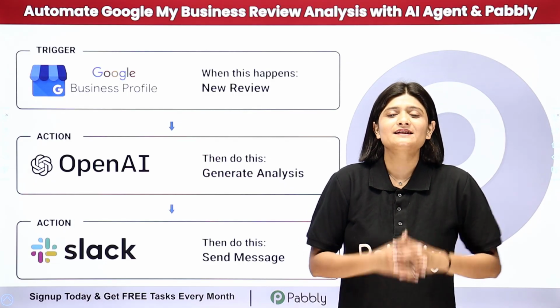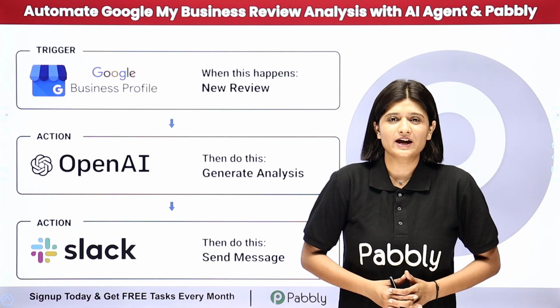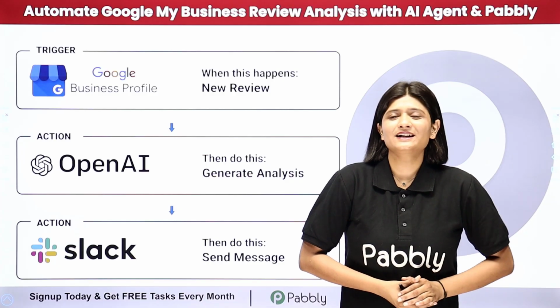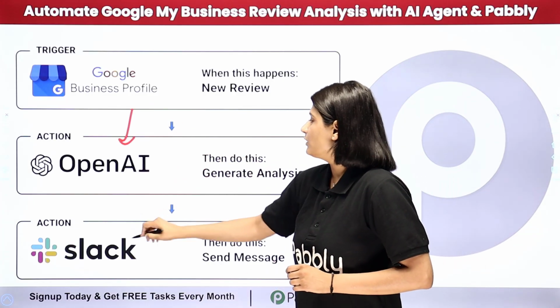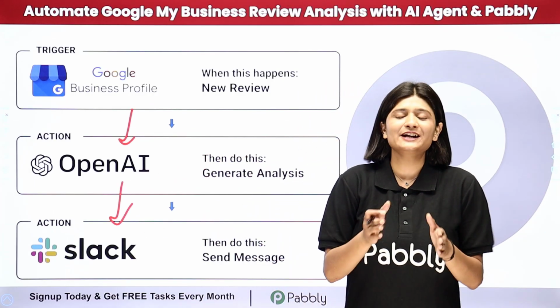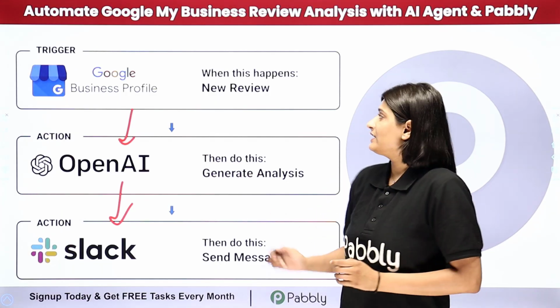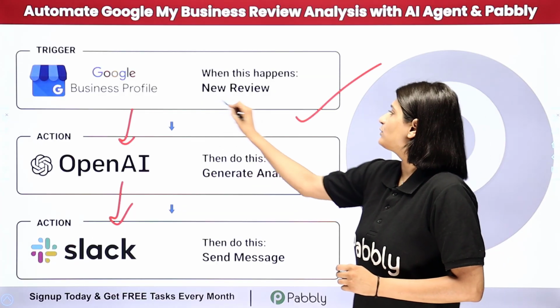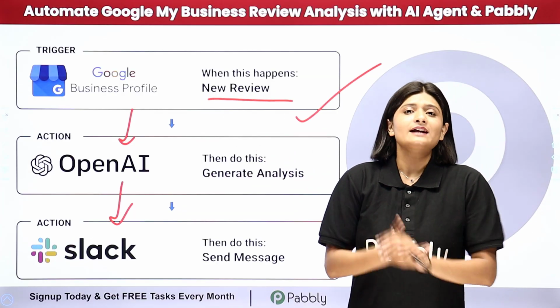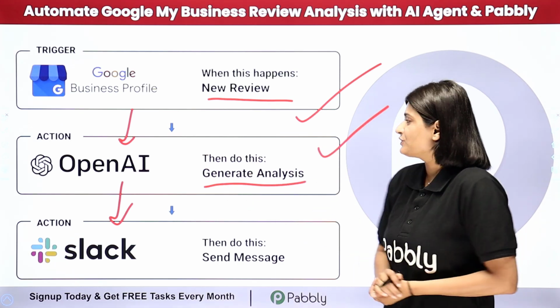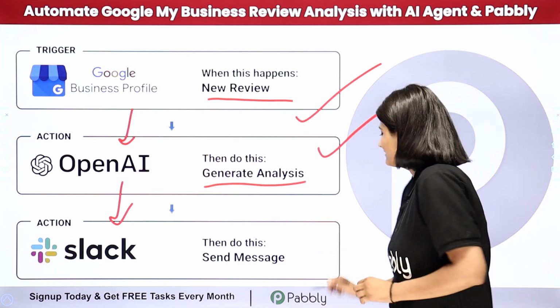So Pabbly Connect is an amazing automation and integration software which requires no coding or programming skills. Here I just need to build connection between Google Business Profile, OpenAI and Slack. With the help of Pabbly Connect, I'm going to build this connection in such a way that whenever I'm going to receive a new review in my Google Business Profile, the review analysis will be automatically generated with the help of OpenAI, and then I'm going to send the same to my team on Slack channel.